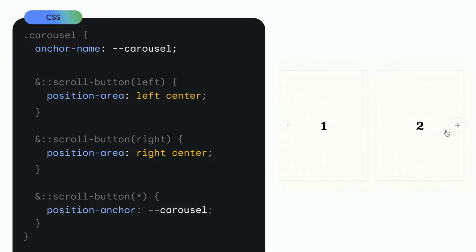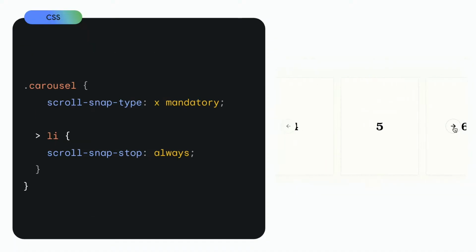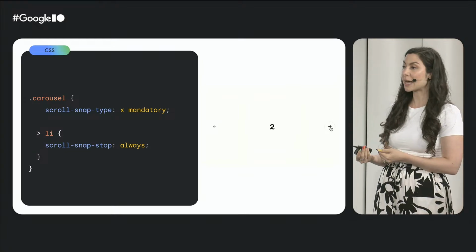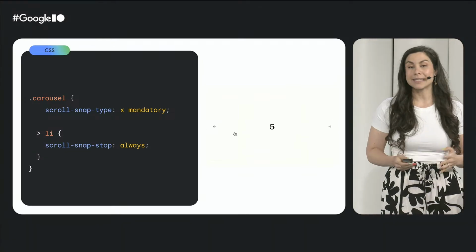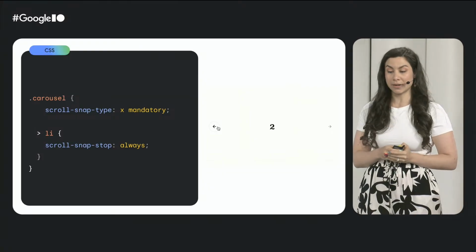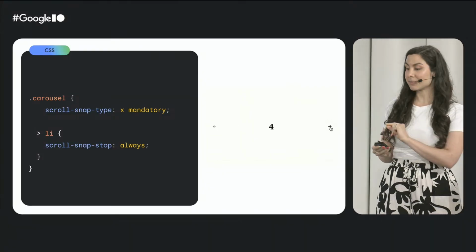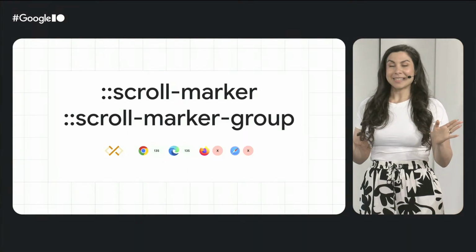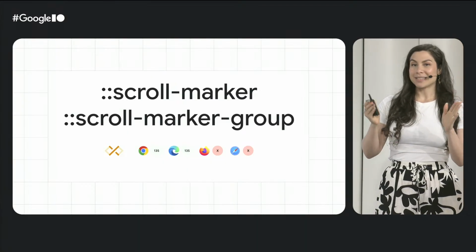Remember how we just set an anchor name on our carousel? Well, this is where it's going to come in handy. We'll need to use that anchor name to anchor the previous and next buttons in the carousel like so. We're using position-area again to position them. Just like the page down button on your keyboard, scroll buttons shift the content in the carousel by 85% of the scrollport by default. But you can have more precise control by using scroll-snap-type and scroll-snap-stop. For example, the code here will now only shift the carousel one item at a time when you click the buttons.